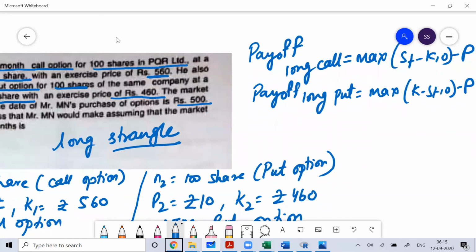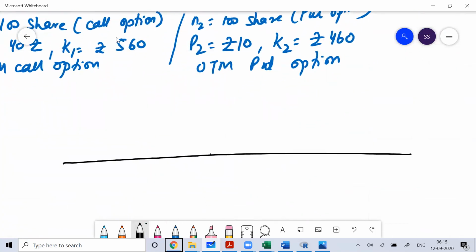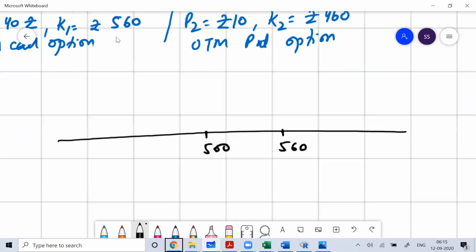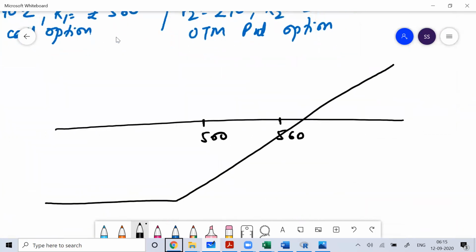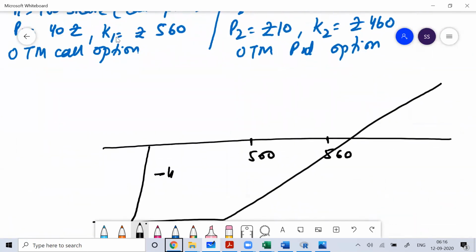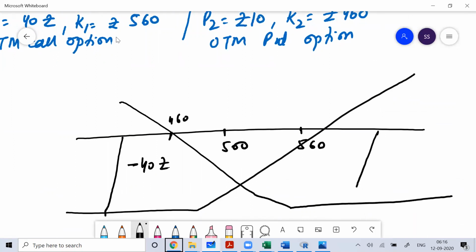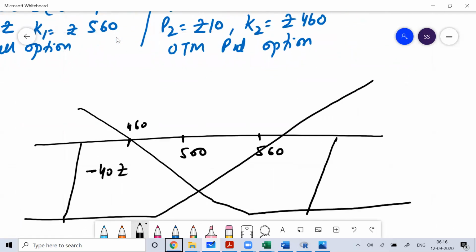So if I draw the payoff diagram for this, the present spot price is 500. You choose a strike price of 560. There you took the long call and you paid a premium of 40 rupees. Then at 460 you took long put and you paid a premium of 10 rupees. Okay, this is the way.